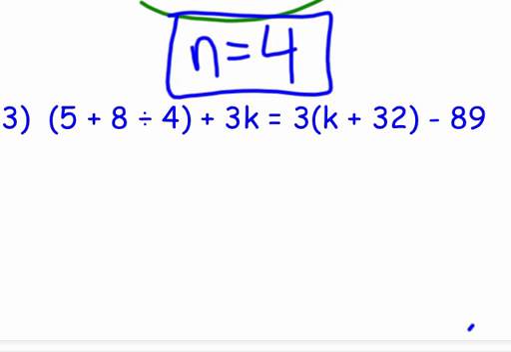So number 3, same thing. Follow your PEMDAS, get this thing simplified. So go inside my parentheses. We're looking at the left side here. I got to do my division before my addition. So 8 divided by 4 is 2. And 5 plus 2 is 7.